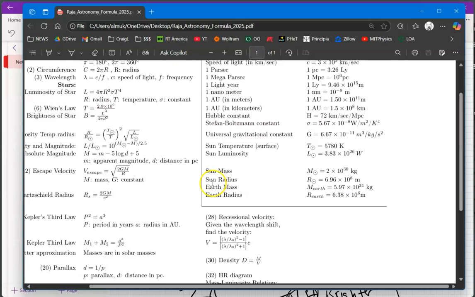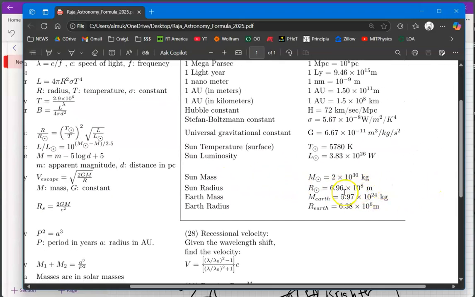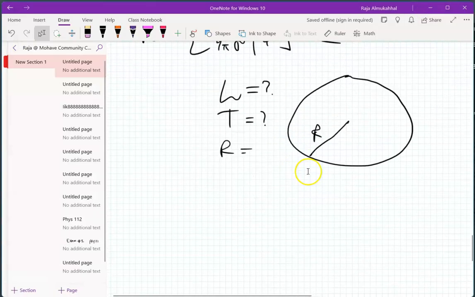The luminosity of the sun is right there, 3.83 times 10 to the 26 watts. The surface temperature of the sun is this number, which we need to have. And then the radius of the sun is right there. See that, guys? 6.96, roughly 7 times 10 to the 8 meters. So let me use all this information to calculate the luminosity using the Stefan Boltzmann law.